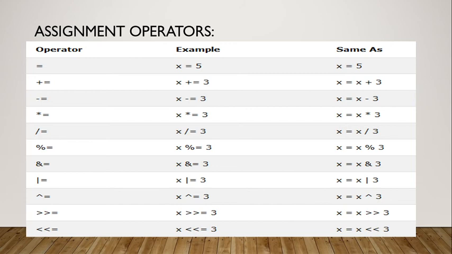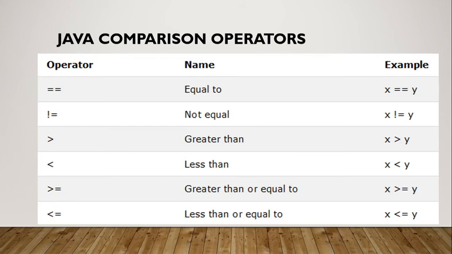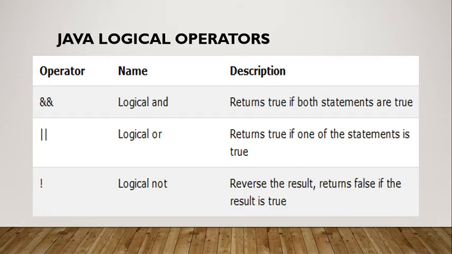Java comparison operators. There are following comparison operators supported by Java language: equal to, not equal to, greater than, less than, greater than or equal to, less than or equal to. Java logical operators. The following table lists the logical operators: logical AND, logical OR, logical NOT.